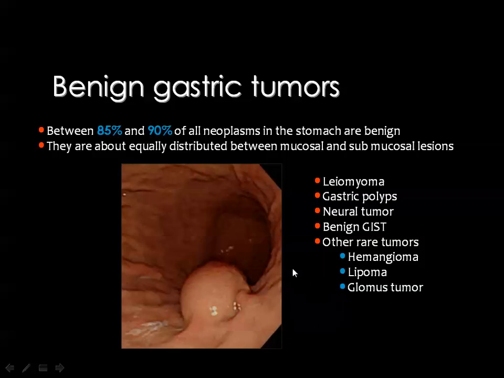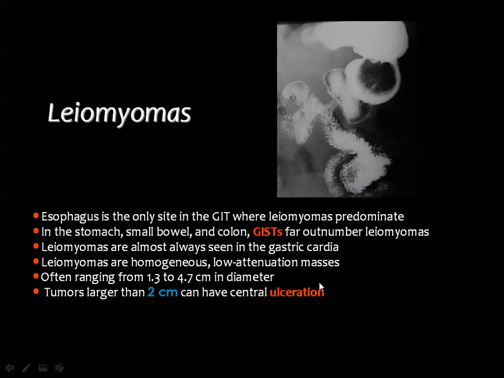Most of the gastric tumors are towards the benign side, and they are usually in the submucosa or in the mucosal layers of the stomach. One of these lesions is leiomyoma. You know that leiomyoma is common in the esophagus, but in the rest of the gastrointestinal tract, especially in the stomach, GIST predominates the benign lesions. Similar to the esophagus, leiomyomas are usually small, and the small tumors are usually not aggressive, and they do not have superficial ulcers or internal breaking down.